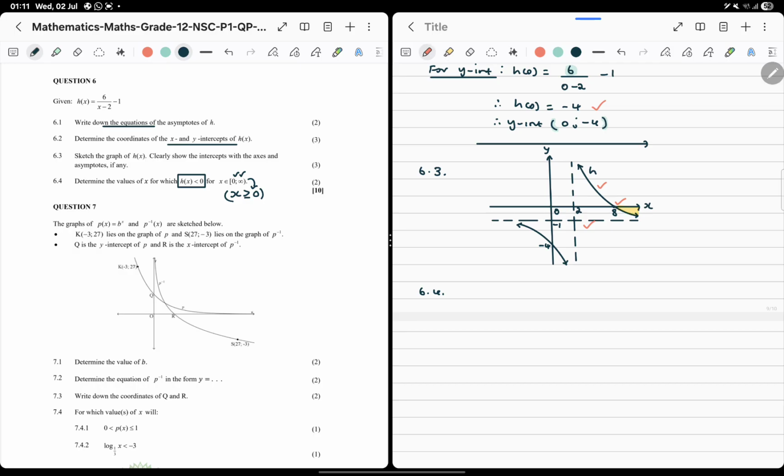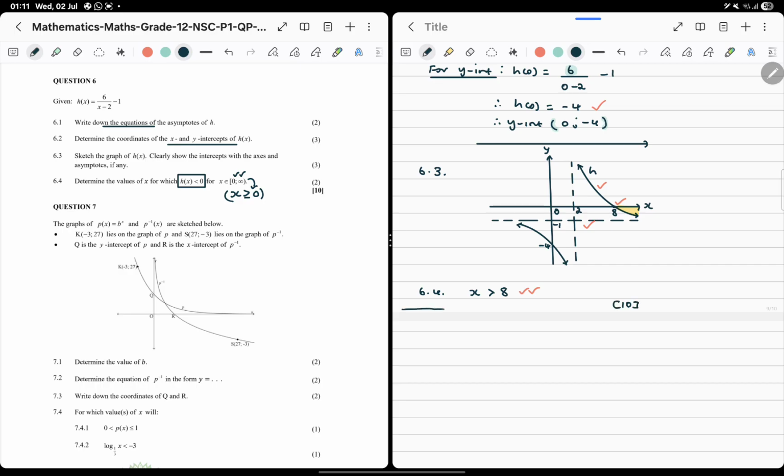So we can see this is only happening when x is greater than 8. That's easy, 2 marks again. For a total of 10 marks.